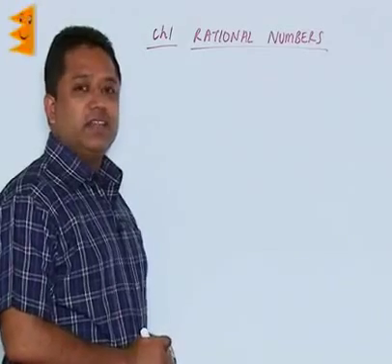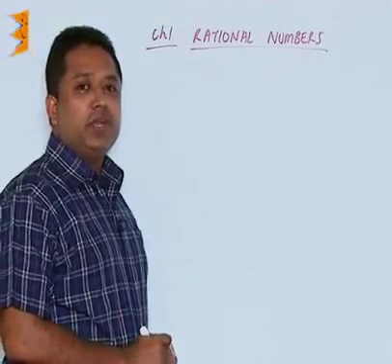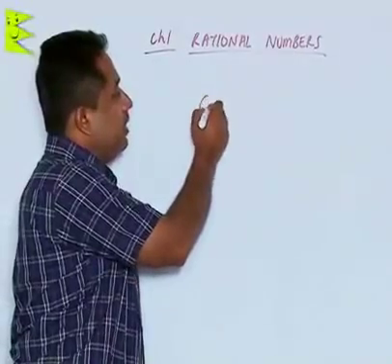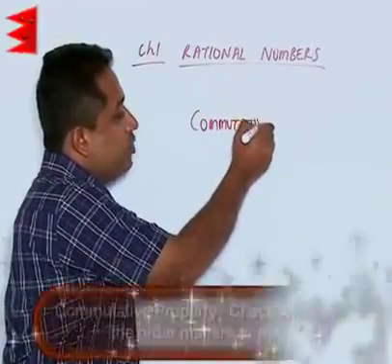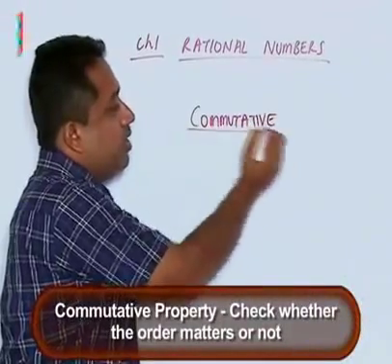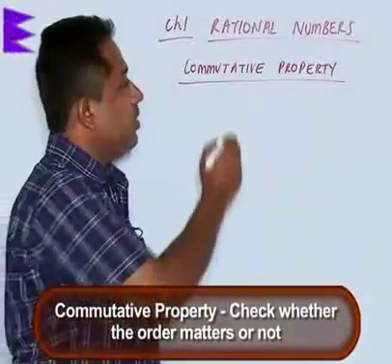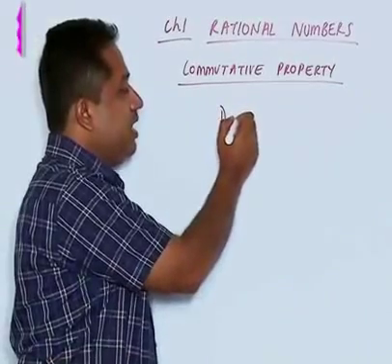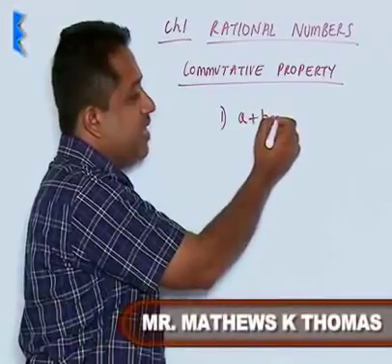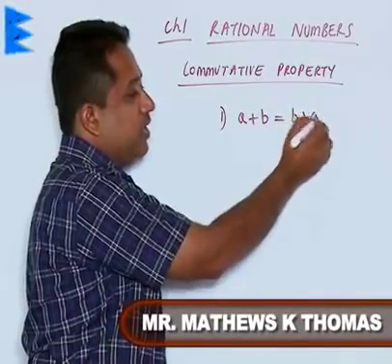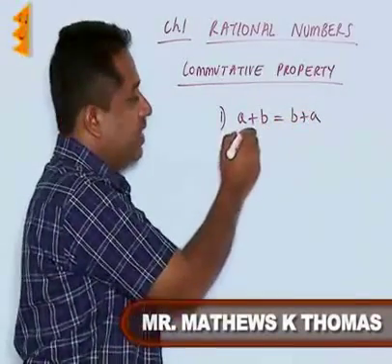Now let's understand the next property, that is the commutative property. Now in the commutative property, unlike the closure property, we have to check whether the order matters or not. Now the commutative property for addition is to check whether A plus B is the same as B plus A or not. Now let's consider two numbers, 3 and 2.